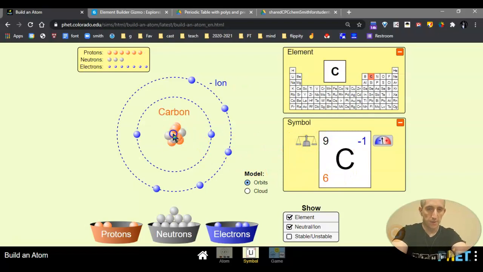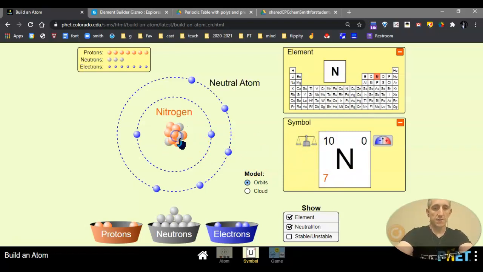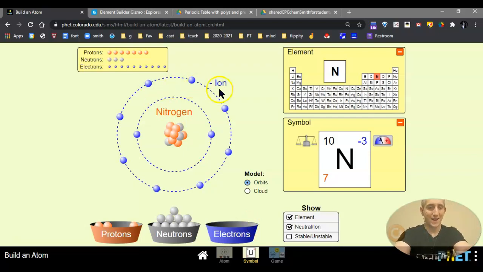Again, you can kind of count them up here. It's kind of tough to count the big blob of red protons, but up here there's a nice little histogram. 7 protons, 7 electrons. It is now neutral. Now nitrogen actually tends to prefer to have 10 electrons. So let's put them there. Used up all my electrons. So now it is a negative ion.